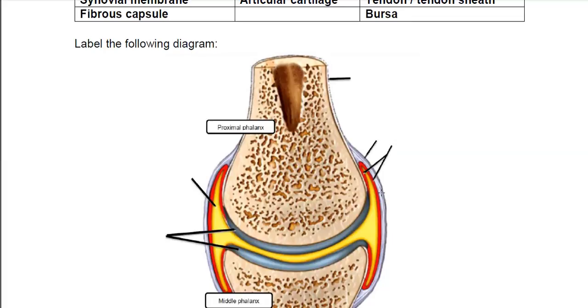The inner part of the capsule here, the red, is the synovial membrane. The yellow, actually in between the bones here, is the joint cavity, and the joint cavity is where the synovial fluid is found. The blue on the ends of the long bones is the articular cartilage.